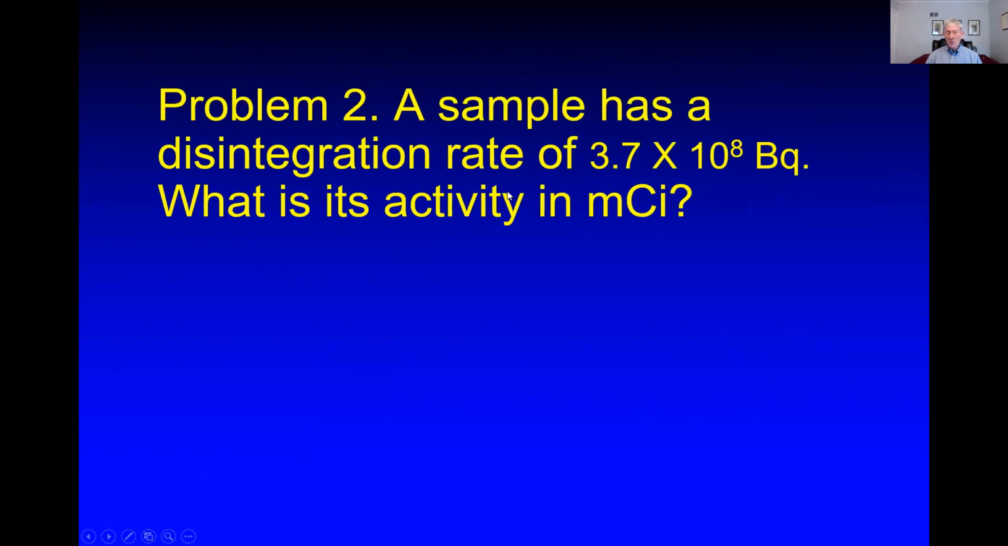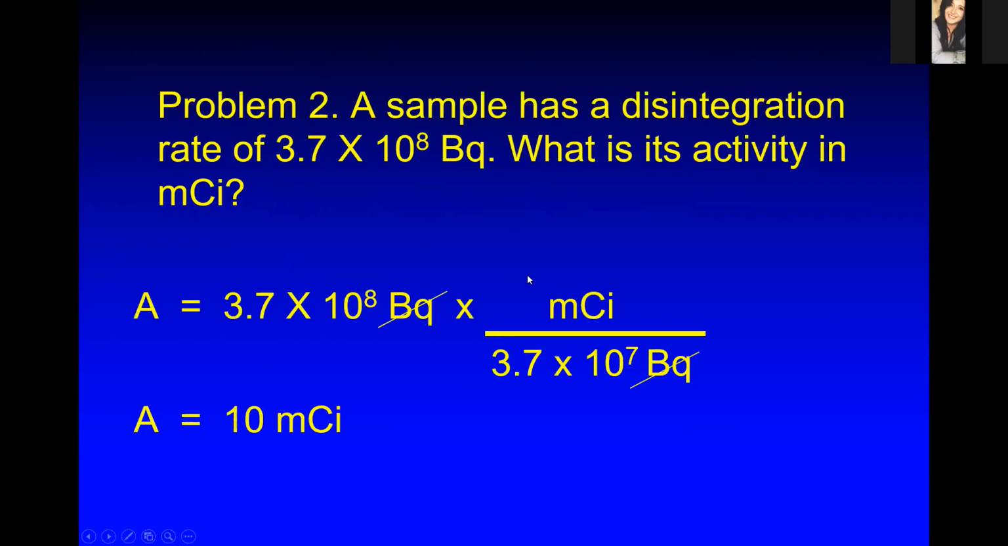Okay. Number 2. After we read this, I'm going to give you 10 seconds to come up with this answer in your head without a calculator. We have a sample. The disintegration rate is 3.7 times 10 to the 8th becquerels. In your head, how many millicuries is that? 10. Did you say 10? Yes. Perfect. By definition, 1 millicurie is 3.7 times 10 to the 7th. So it would take 10 millicuries to be 3.7 times 10 to the 8th.